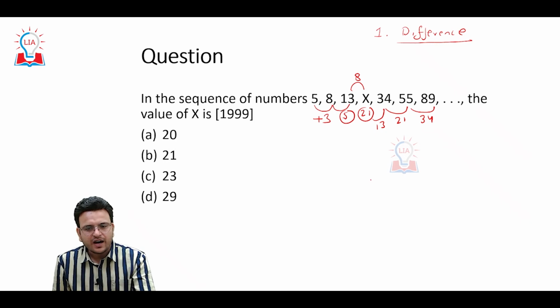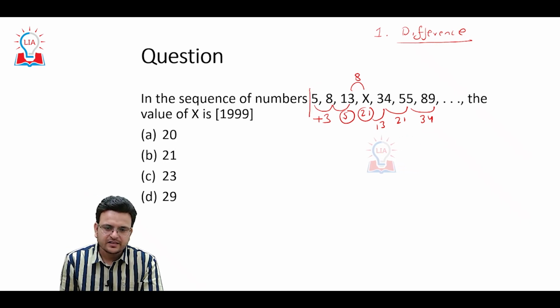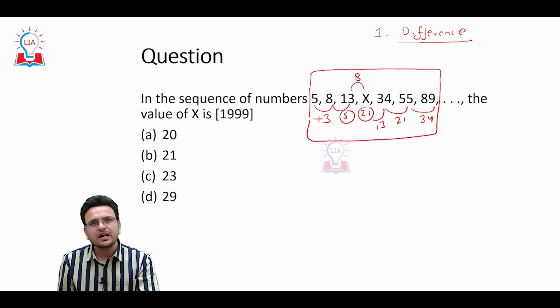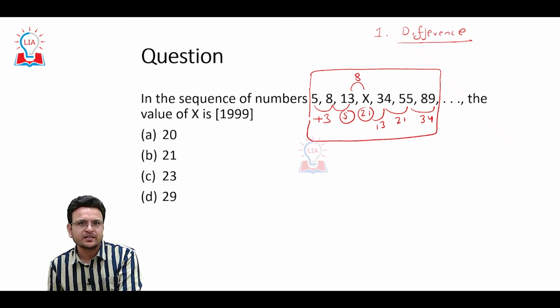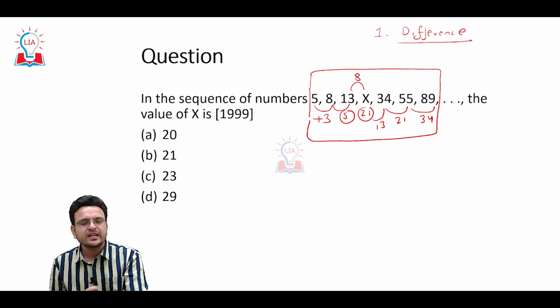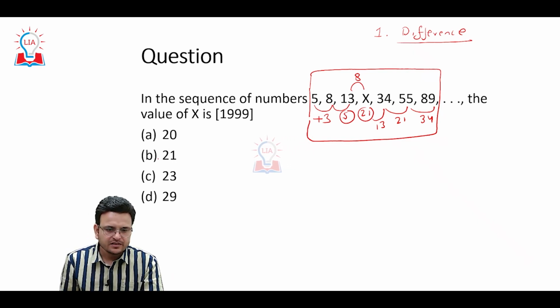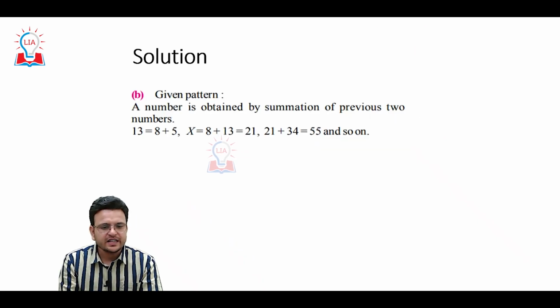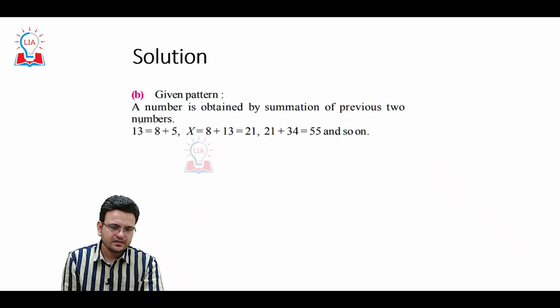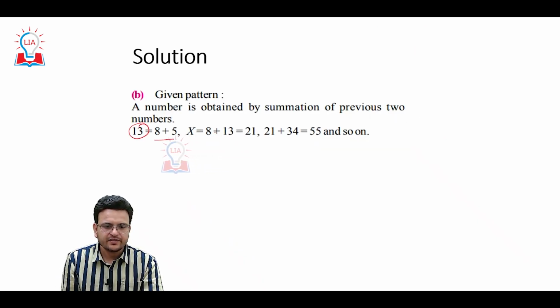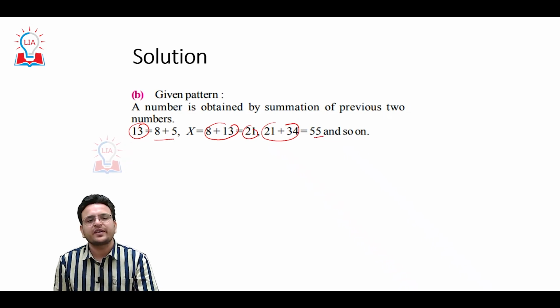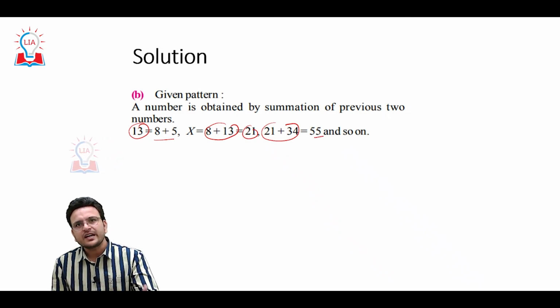In this series, how is the series arranged? The series is arranged in a simple way. The previous term is added to the next number, then the answer will be 21. Getting my point? We can see here also, 13 is 8 plus 5. Same way, 8 plus 13, 21. 21 plus 34, 55. So this is the way we are getting the numbers.